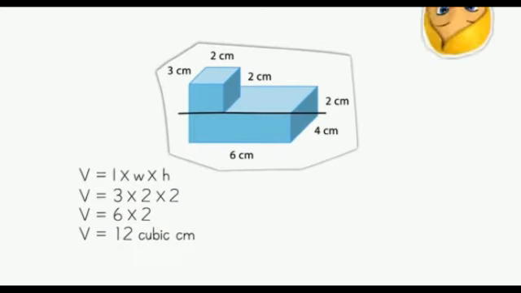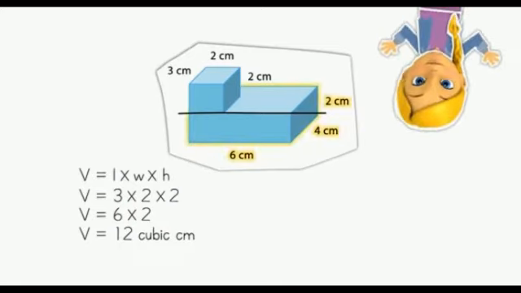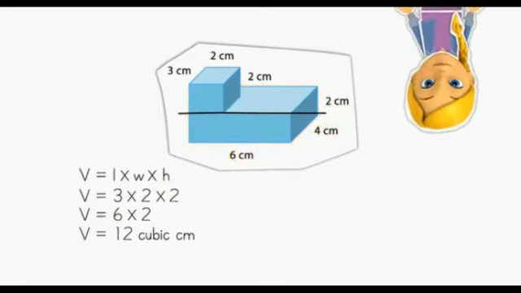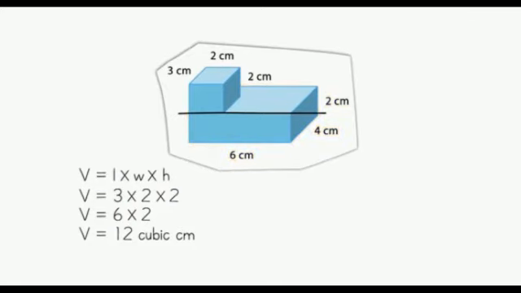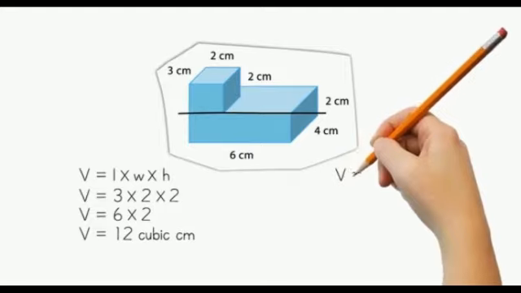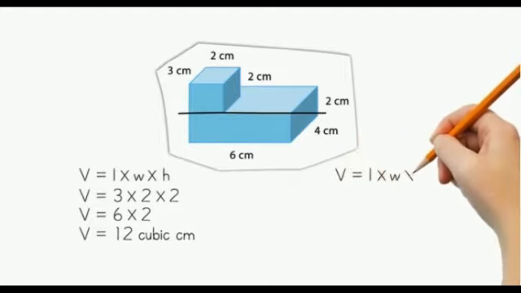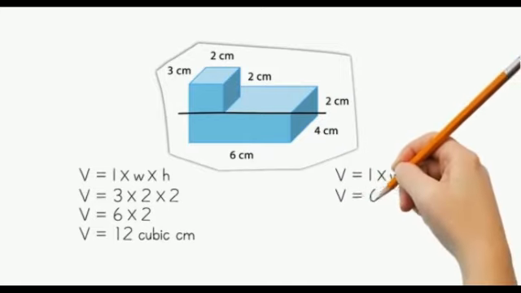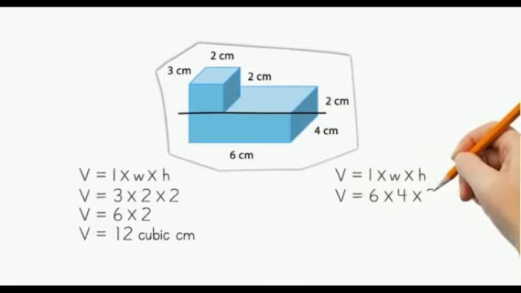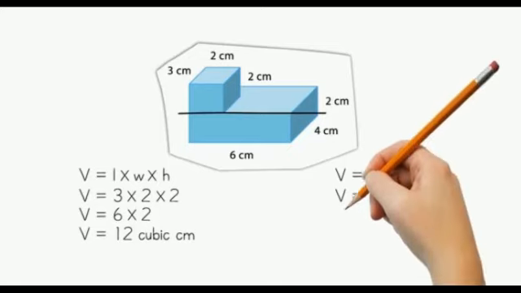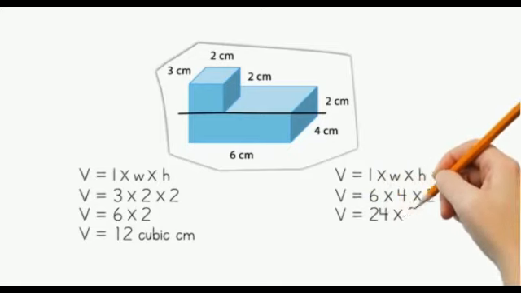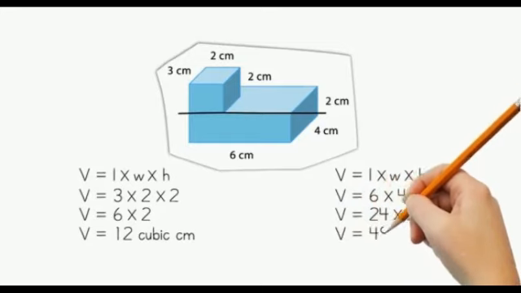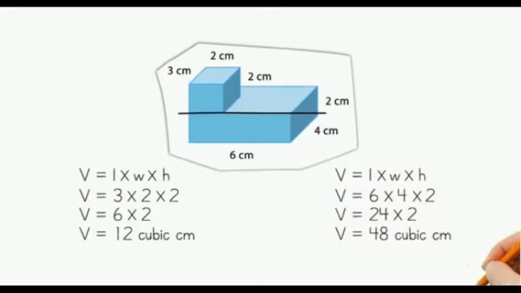V equals 12. Okay, but what about the bottom rectangular prism? Same thing. Always start with the formula V equals length times width times height. Insert the values, so V equals 6 times 4 times 2. 6 times 4 is 24, and 24 times 2 is 48. So the volume of the bottom rectangular prism is 48 cubic centimeters.